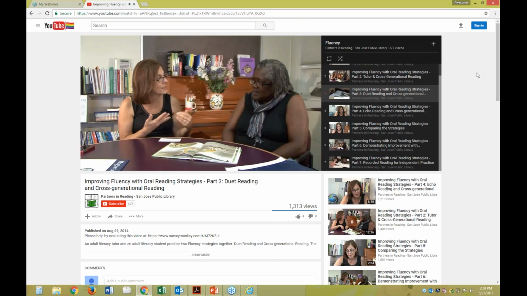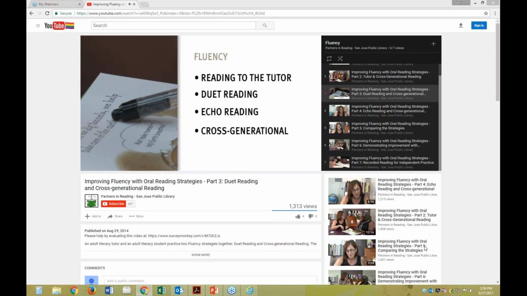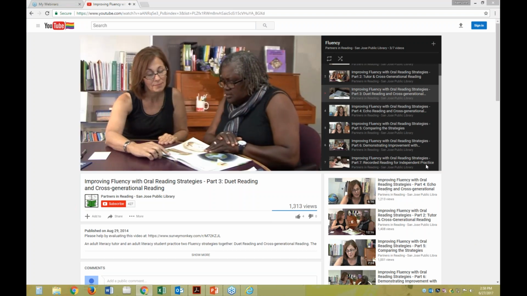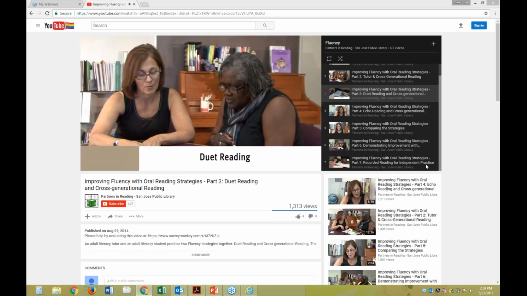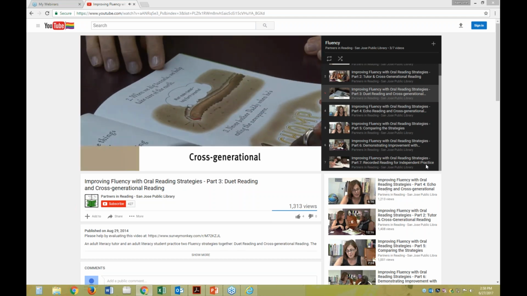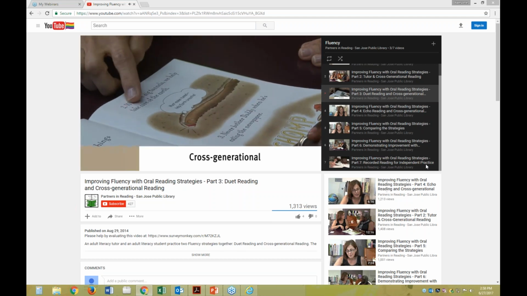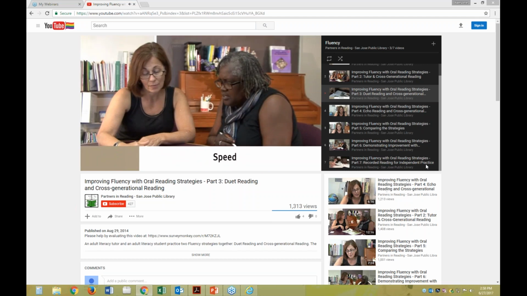You'll see a learner and a tutor practice this strategy in 5 different ways: reading to the tutor, duet reading, echo reading, cross-generational reading, recorded reading. You'll now watch a learner and a tutor practicing 2 guided, repeated, oral reading strategies at the same time. Duet reading, in which the tutor and the learner read a text together out loud, and cross-generational reading, where the learner prepares to read to a child. Duet reading is particularly effective for improving a reader's speed.